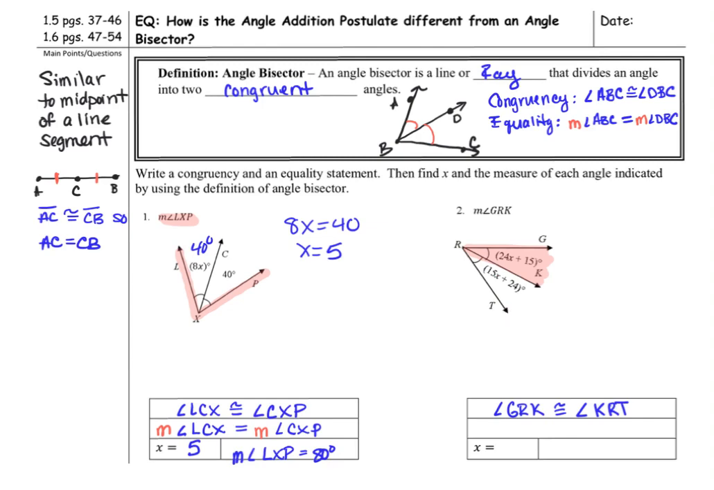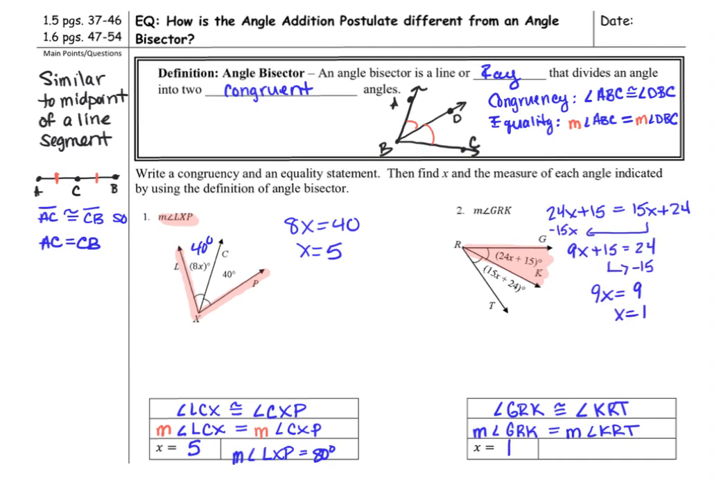That's not the only answer or the only way that you could have written it. You could have said that angle TRK is congruent to angle KRG. You just want to make sure you notice that the R has to be in the middle. Go ahead and write down your equality statement. Your equality statement is going to look very similar to your congruency statement, except for it's going to have an equal sign and the m's in front to represent the measurement. So because these two are equal, to solve for x, all you have to do is set 24x plus 15 equal to 15x plus 24. Go ahead, pause the video, and solve for x.